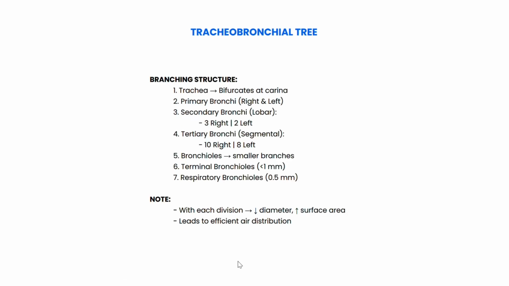Now let's talk about the tracheobronchial tree, the airways branching system. The trachea splits into right and left bronchi, which further divide into lobar or secondary bronchi, then segmental or tertiary bronchi. These bronchi narrow into bronchioles, then terminal bronchioles, and finally into respiratory bronchioles, where gas exchange begins. With each branching, the airways become narrower, but their surface area increases, allowing more efficient distribution of the air.